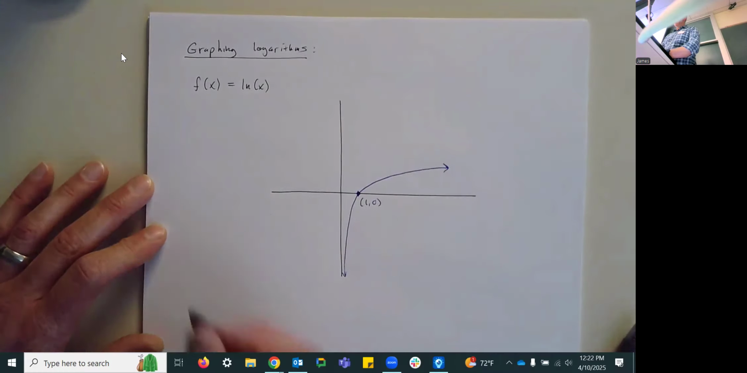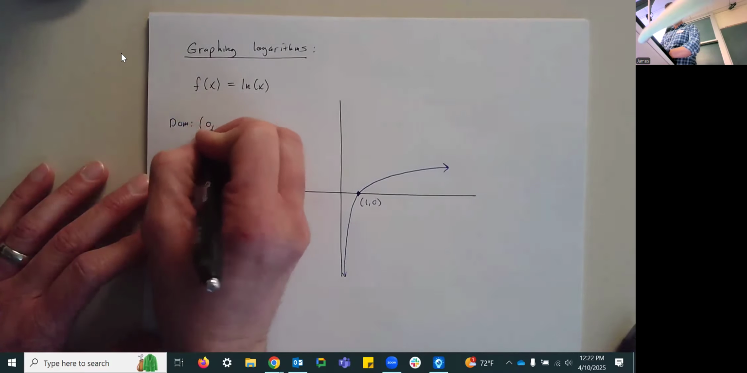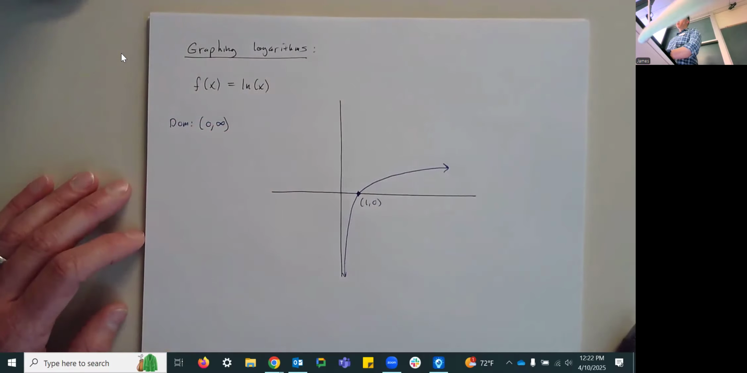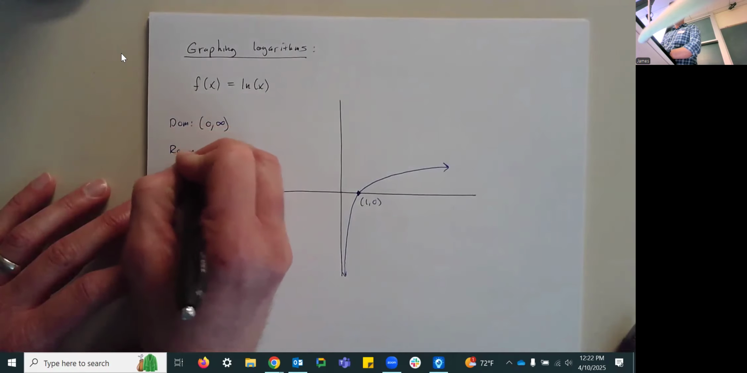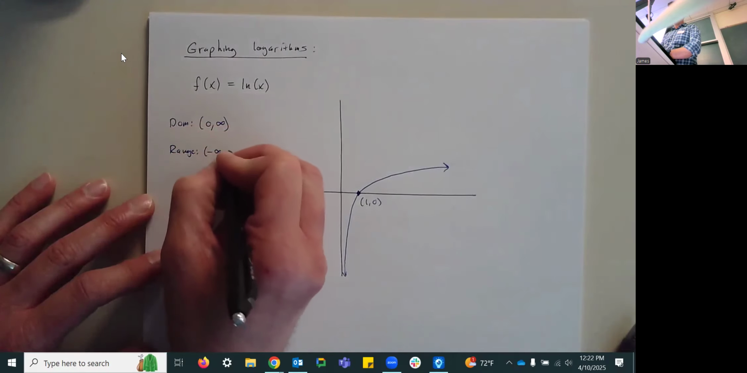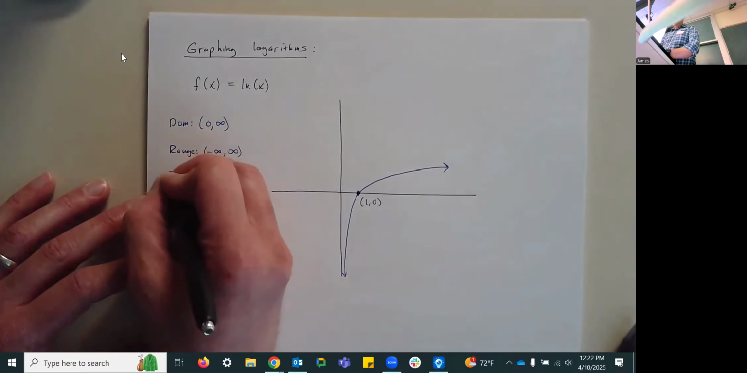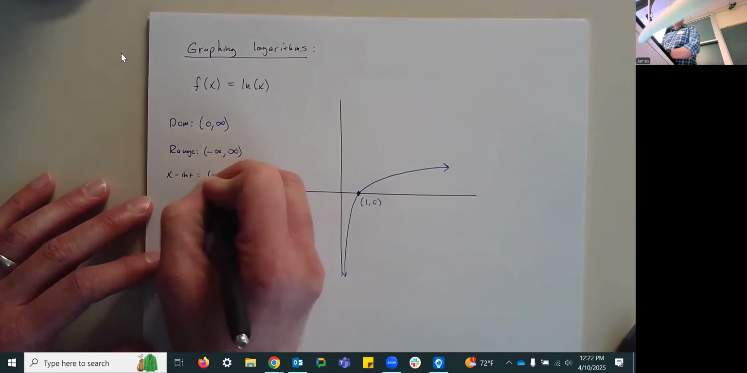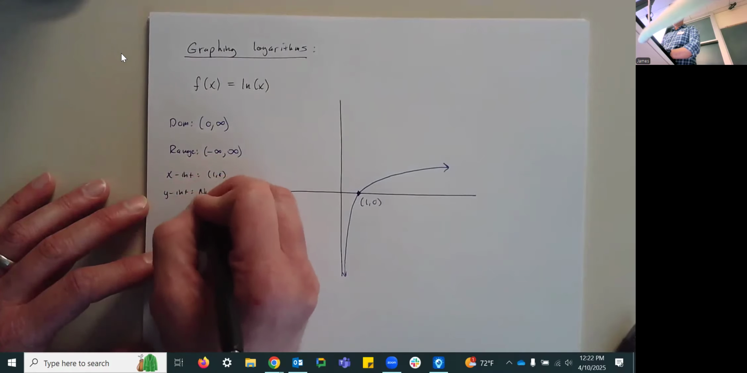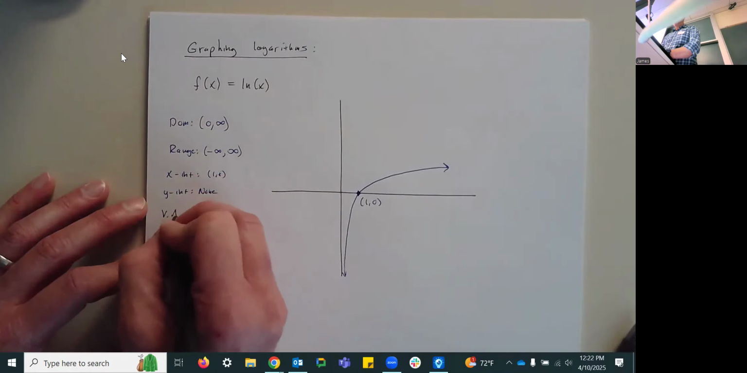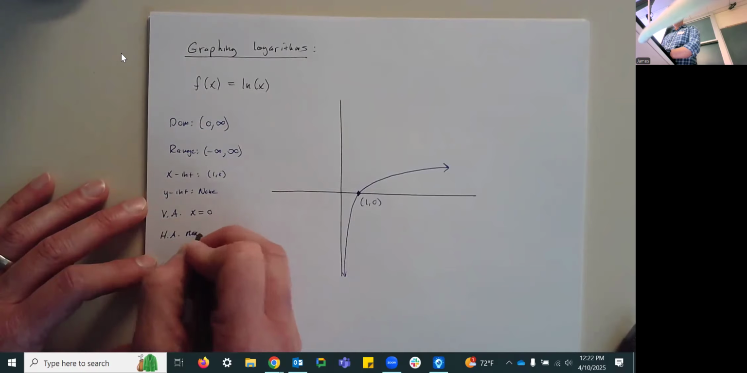So notably, some things to be aware of. The domain here is everything that's positive. We'll talk about that in a minute as well. The range here is all real numbers. You get everything from negative infinity all the way up to infinity, even though, again, it goes very, very slow. You get an x-intercept of (1, 0). You get no y-intercept. And you get a vertical asymptote at x equal to 0, and you get no horizontal asymptote.